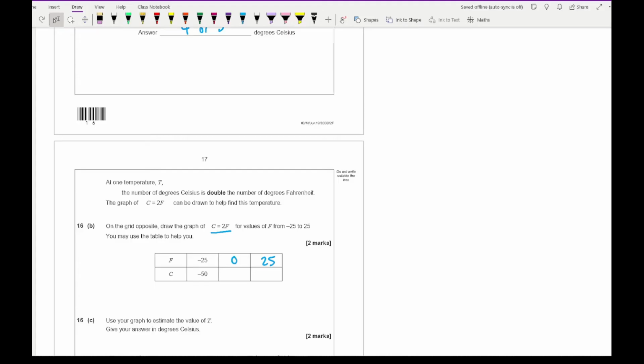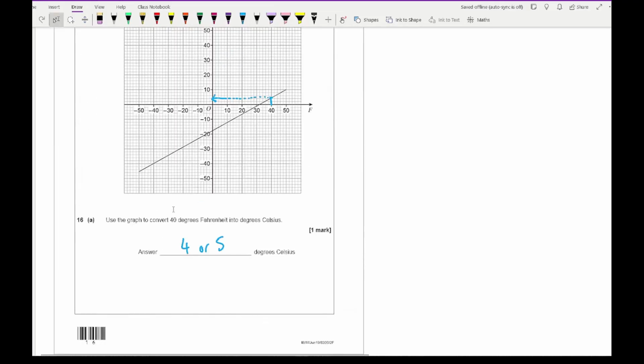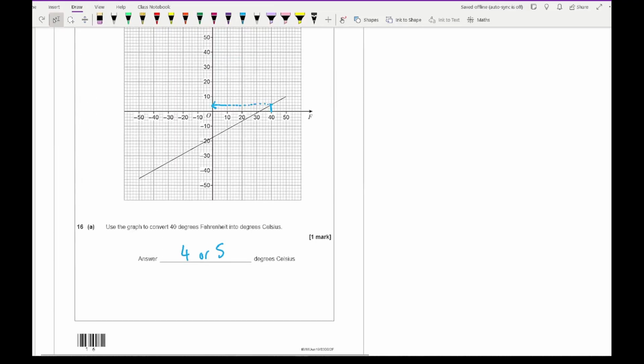Now again, you could pick absolutely any two numbers of F, whichever you fancy. So here what we're going to do is use the formula. So we're going to find out C, we just need to double the number in the F row. So 0 times 2 is 0 and 25 times 2 is 50. So what I'm going to do is plot these 3 coordinates on the graph above. So here I've got minus 25, minus 50, which is about there. Then I've got 0, 0, and I've got 25, 50, which is just there.